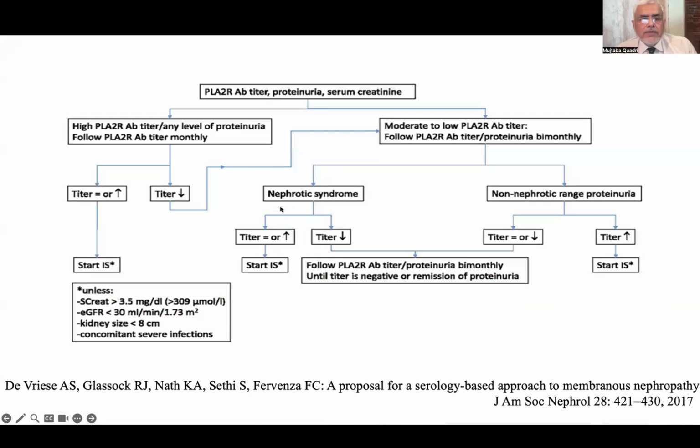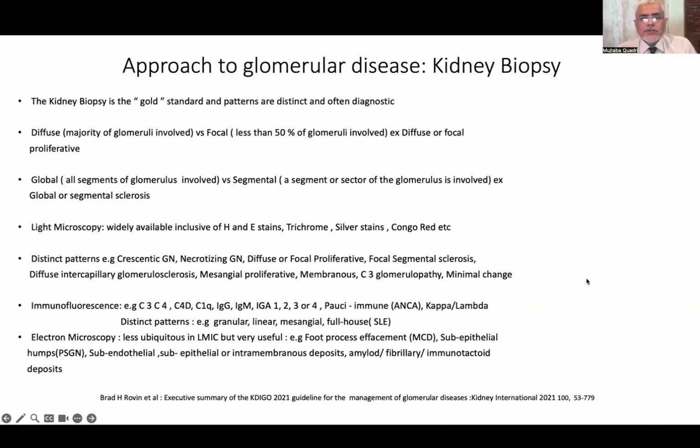But if you have nephrotic syndrome or high titer, then of course we should start immunosuppression pretty early, especially those who fall in the moderately high risk to very high risk categories. And similarly, if you have non-nephrotic proteinuria, you can just follow along. But if the titer starts increasing, you can start immunosuppression.